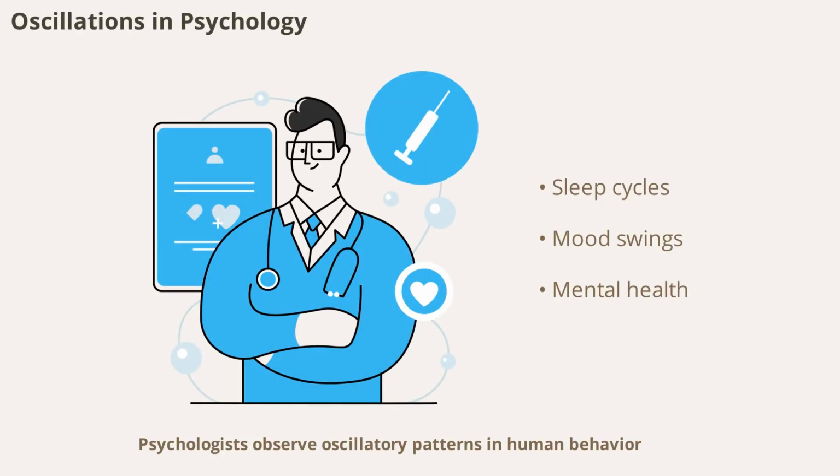Psychologists observe oscillatory patterns in human behavior, such as sleep cycles and mood swings. These rhythms influence our well-being and productivity. Understanding psychological oscillations can lead to better mental health strategies and improved quality of life.